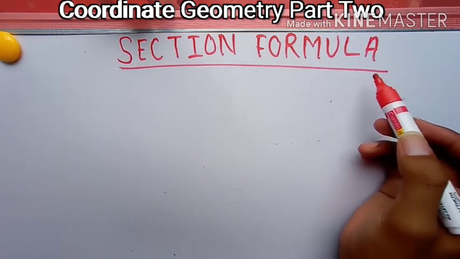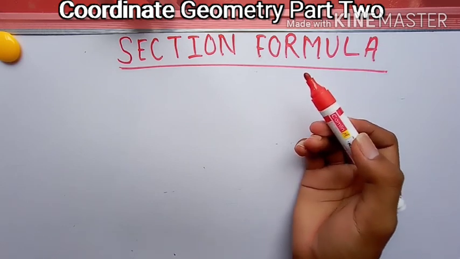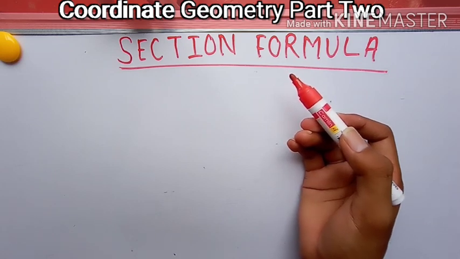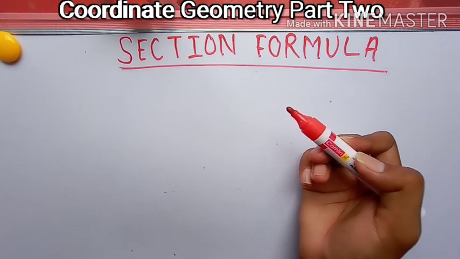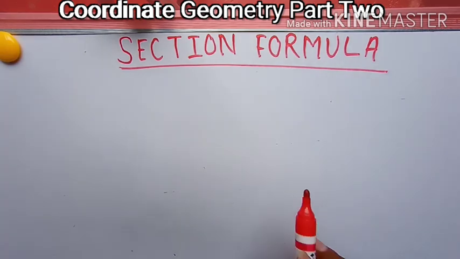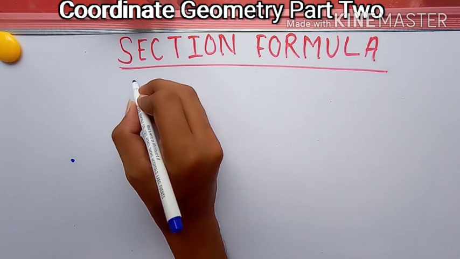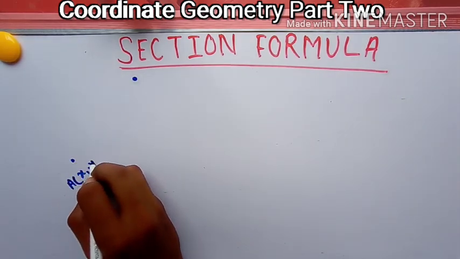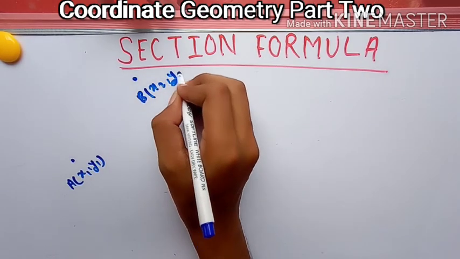I will teach you how to write this formula, and I will not prove it because proof is not required. But if you wish, comment and tell me that you want to know how to prove it, then sure, I will make a separate video on that part. Okay, so for understanding the section formula, I am choosing 2 points. Look here, this is point A x1 comma y1, this is point B x2 comma y2. Is it okay?